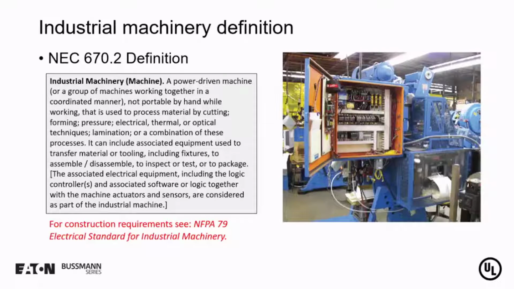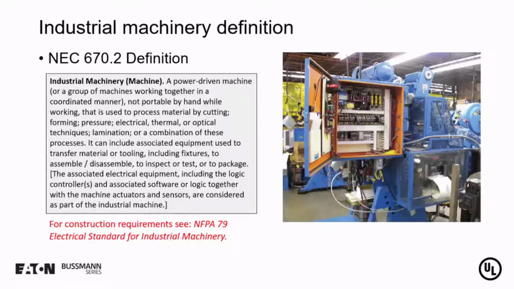You see, it's a power-driven machine or group of machines working together in a coordinated manner, not portable by hand. Not portable by hand is a key point. There's a lot of tools and different types of machinery that are considered outside the scope of NEC 670 and also outside the scope of NFPA 79, which is the electrical standard for industrial machinery.